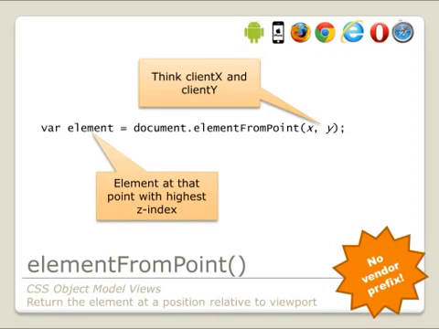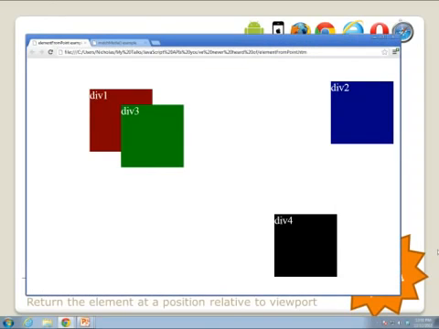Now the element that's returned is the element at the highest z-index at that point. So if you have elements that are overlapping, it's always going to return the element with the higher z-index. So let's take a look at an example for that. This example has multiple divs placed sporadically around the page. And as I move the mouse, I'm calling elementFromPoint and using the values that were passed in.